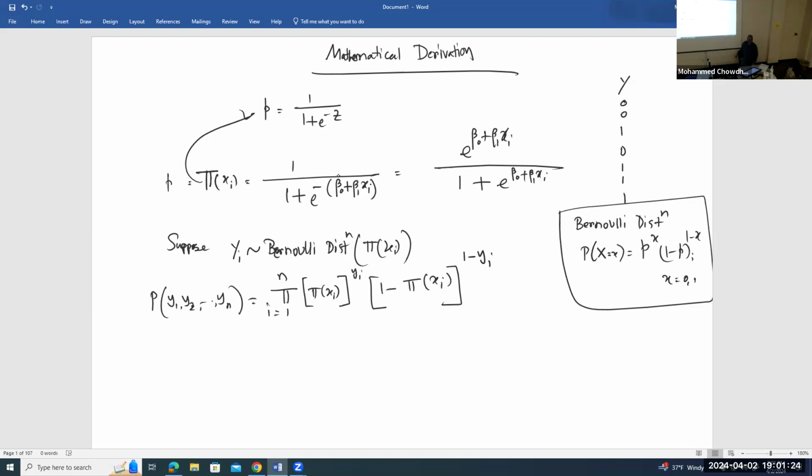Okay. So this is the Bernoulli probability distribution where x takes only 0 and 1. When x equals 0, no disease: if you plug in 0, it is 1 minus p. When x equals 1, there is a disease, and then this is equal to p. So this idea has been written in there. Okay.